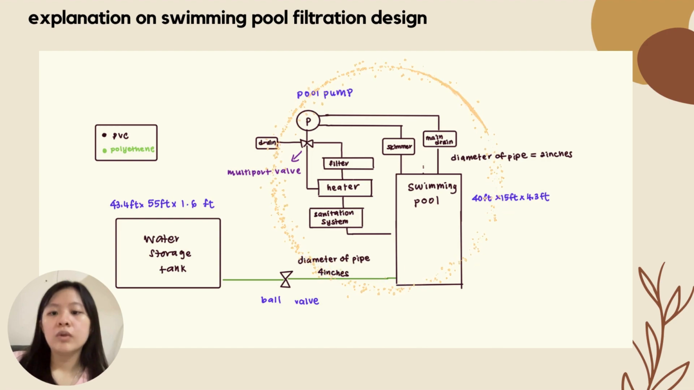So for this part, we are going to start with the water storage tank, which has 43.4 feet length and 55 feet wide and also 1.6 feet. And then between the water storage tank and the swimming pool, there is a valve, which is the ball valve, and the diameter of pipe is 4 inches, connecting the water storage tank to swimming pool. And then the pipe we use is polyethylene, which is in green color in this drawing.